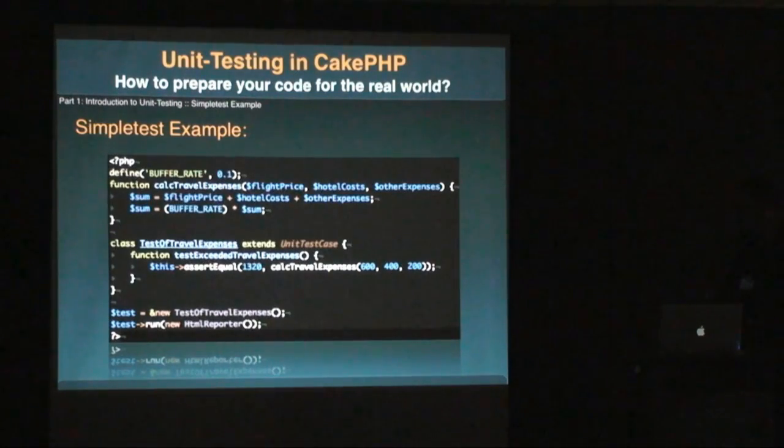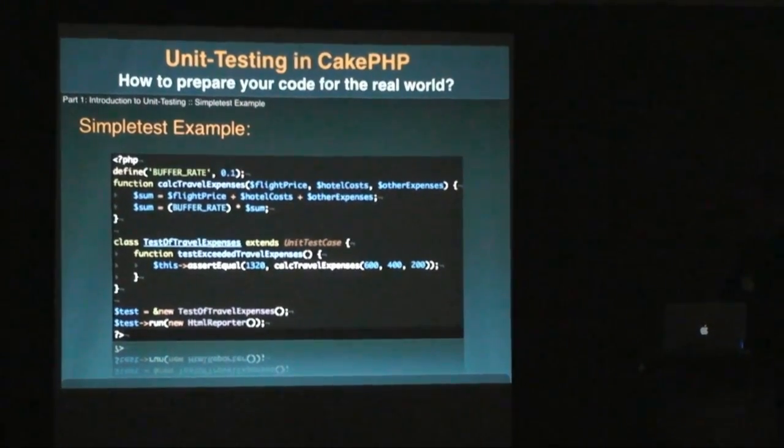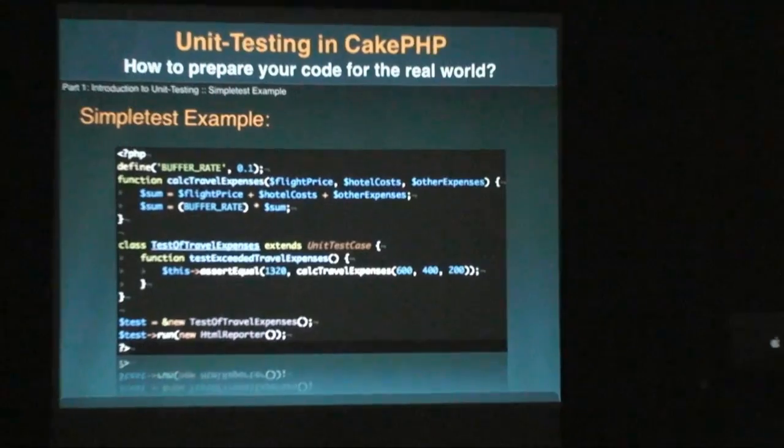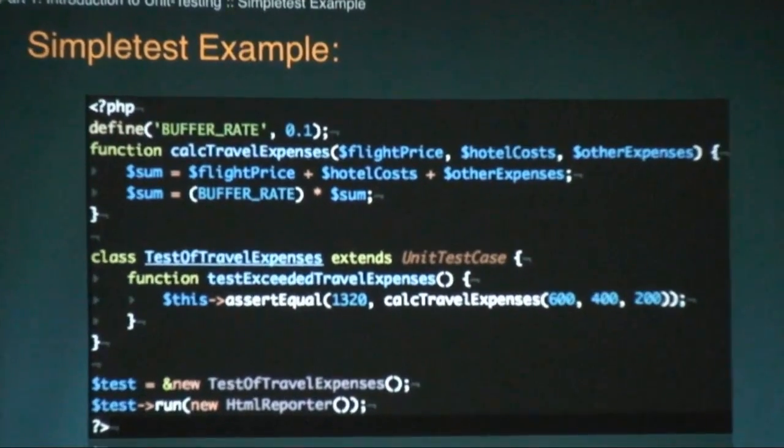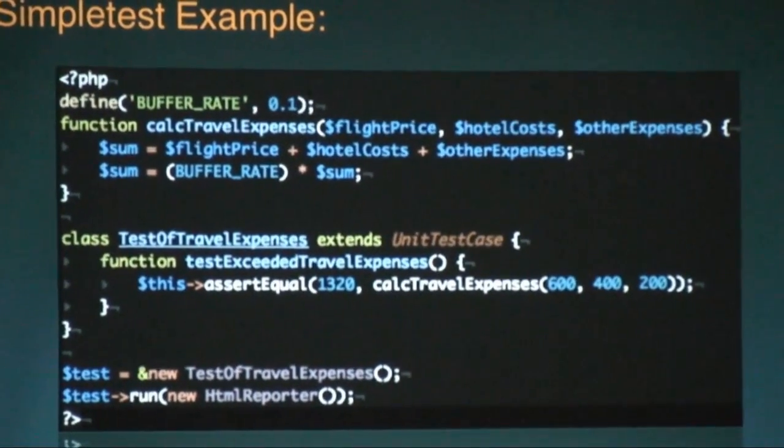So we define some constant buffer rate, or 10%, then have our function, calculate travel expenses. We get our 3 parameters, sum them up, and then take our percentage out of them. And here's our first test case.